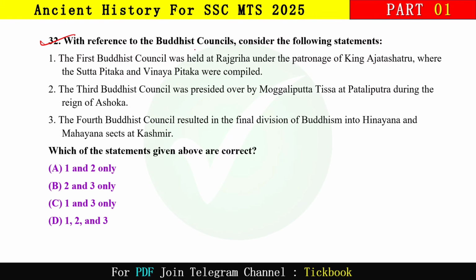32. With reference to the Buddhist councils, consider the following statements. Option number D, all of the above. 1. The first Buddhist council was held at Rajgriha under the patronage of King Ajatashatru, where the Sutta Pitaka and Vinaya Pitaka were compiled. 2. The third Buddhist council was presided over by Moggaliputta at Patliputra during the reign of Ashoka. 3. The fourth Buddhist council resulted in the final division of Buddhism into Hinayana and Mahayana sects at Kashmir.